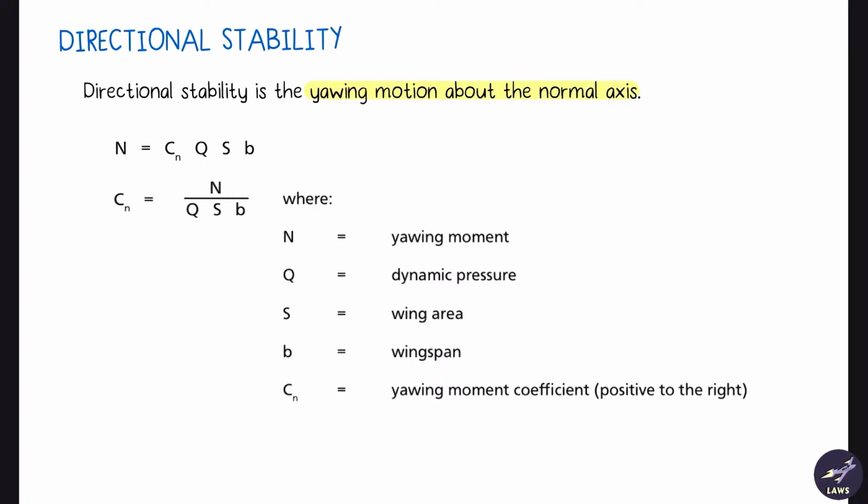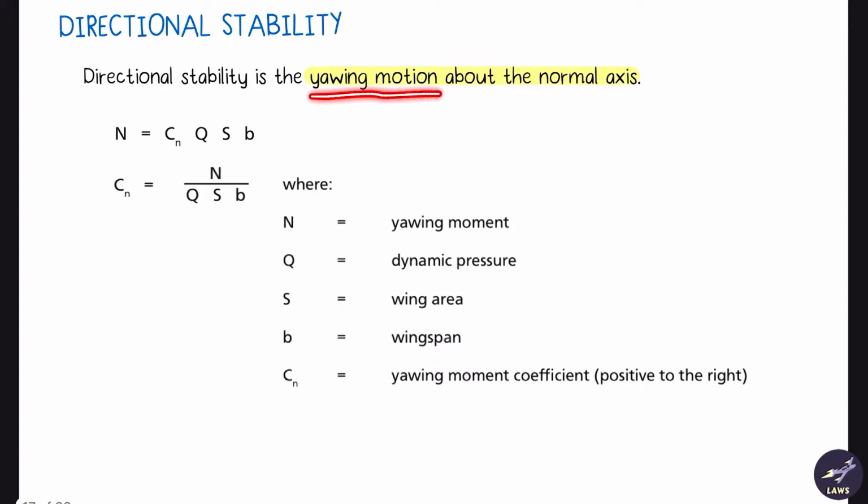We are doing part 2 of stability and control. The next thing is directional stability. It is the yawing motion about the normal axis, where N is the yawing moment and Cn is the yawing moment coefficient. If you are moving to the right, it is called a positive yawing moment. If you are moving to the left, it's called negative.